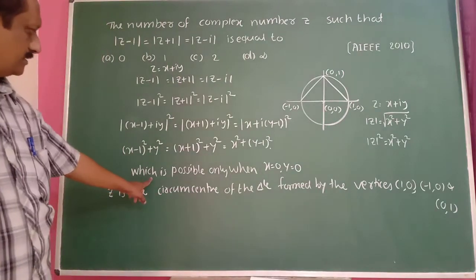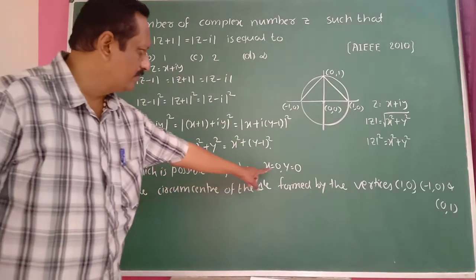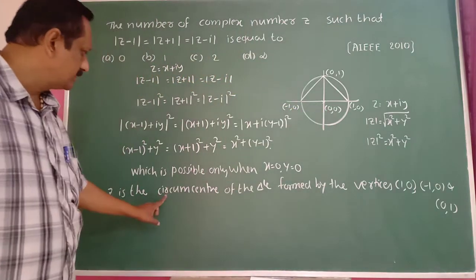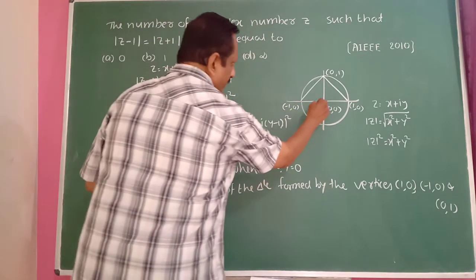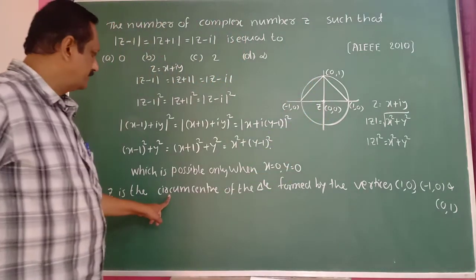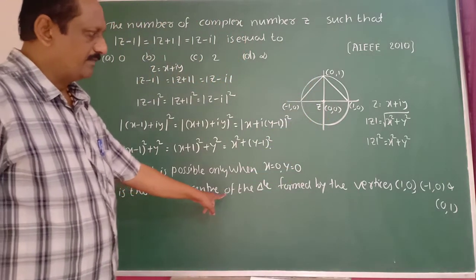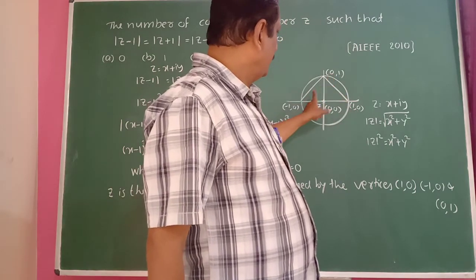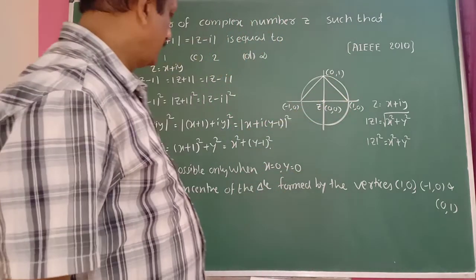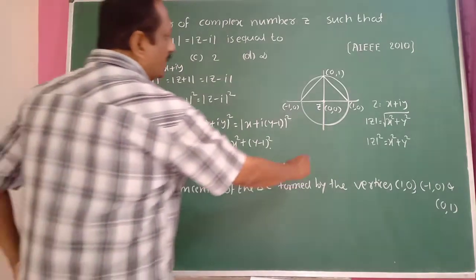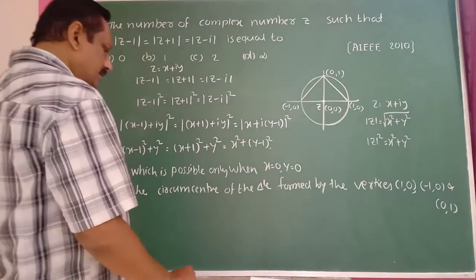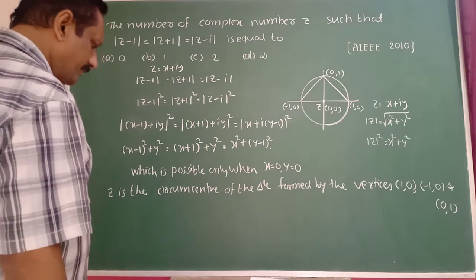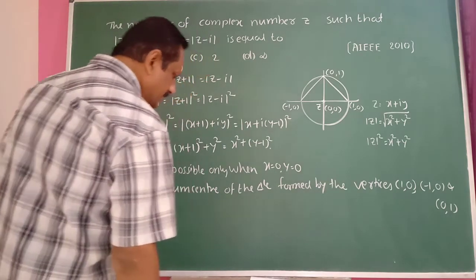Therefore, which is possible only when x is 0 and y is 0. So the center becomes 0, 0. z is the circumcenter of the triangle formed by the vertices 1, 0, and 0, 1, minus 1, 0. Therefore, only one point is available here. Therefore, z is unique. Therefore, the number of complex numbers z is 1.